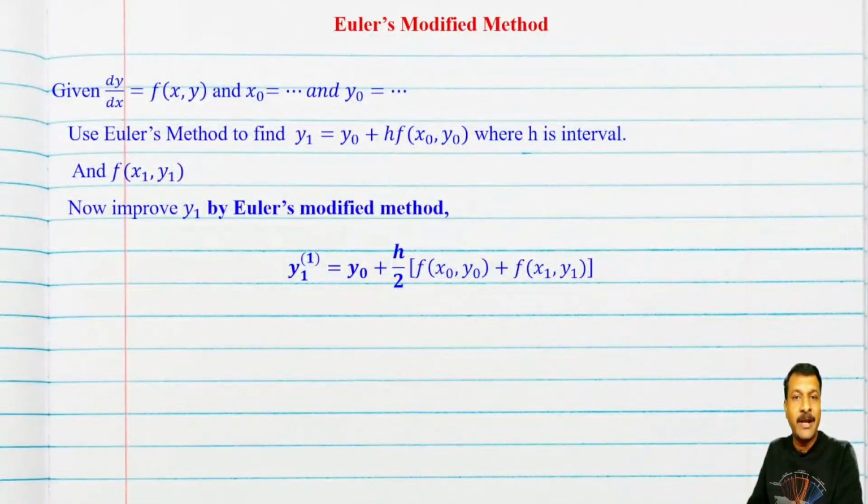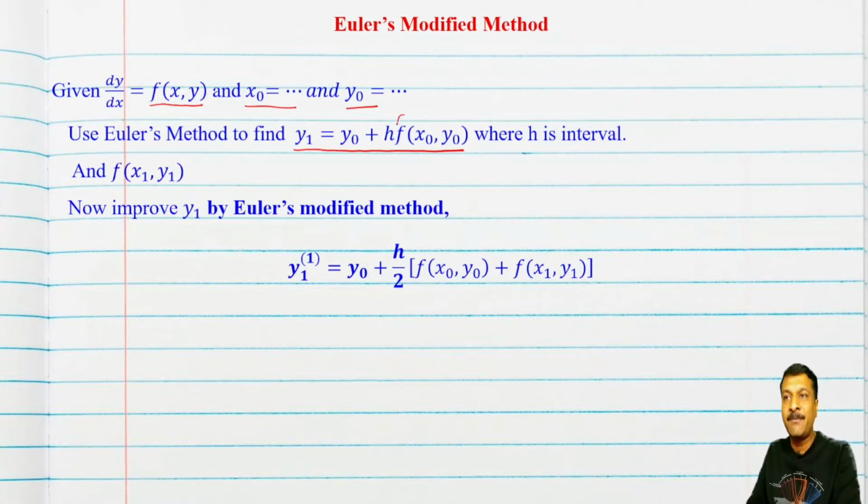So Euler's modified method is a numerical solution of an ordinary differential equation. Means what? If the given differential equation is dy by dx equal to f of x y, and initial values x0 and y0 are given, then use Euler's method. First of all, this is the formula of Euler's method, where y1 means the next value: y1 equal to y0 plus h f of x0 y0, where h is the interval.